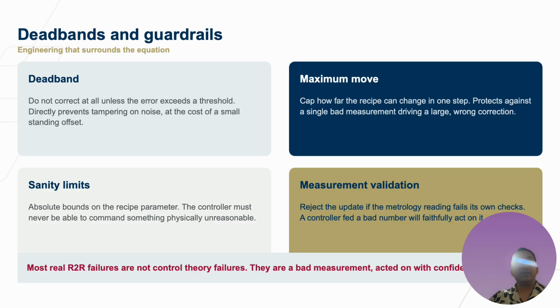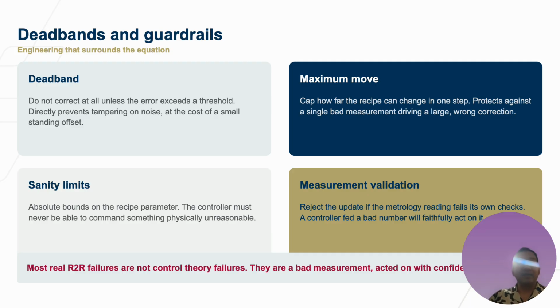Four pieces of engineering surround the equation, and in practice they matter more than the choice of lambda. Deadbands. Do not correct at all unless the error exceeds a threshold. This directly prevents tampering on noise at the cost of a small standing offset, cheap and very effective. Maximum move. Cap how far the recipe can change in one step. It protects you against a single bad measurement driving a large, confident, wrong correction.